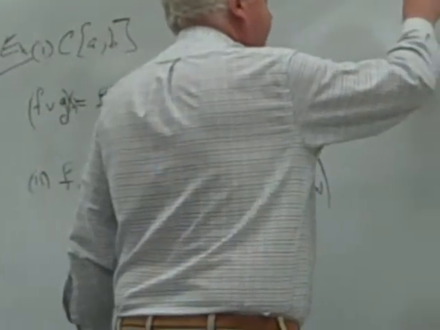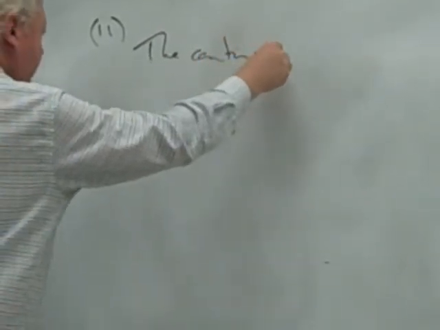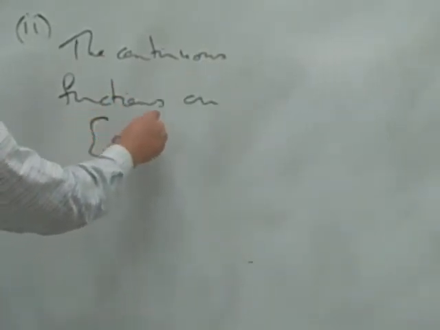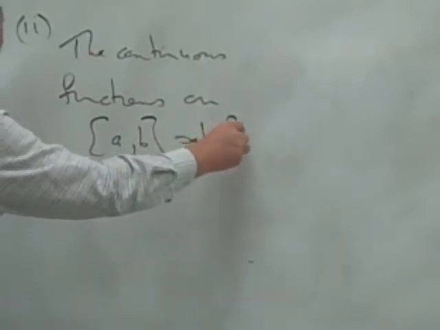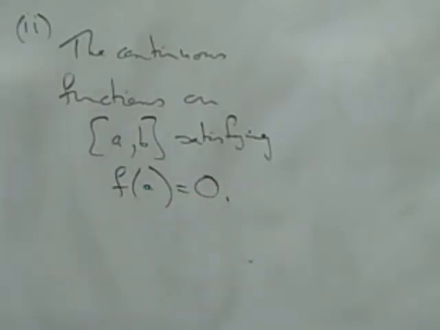What's another example of a lattice? For example, the continuous functions on [a,b] satisfying that it's 0 at the endpoint. And you just have to check the max of two such things. Well, it's another continuous function, and if you plug in x equal to a here, you will get 0, 0, and the absolute value is 0 minus 0. So it will also satisfy vanishing at the endpoint.